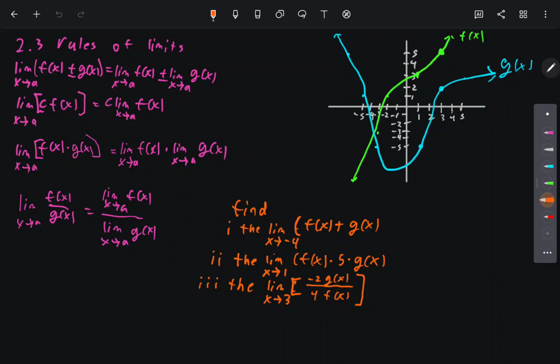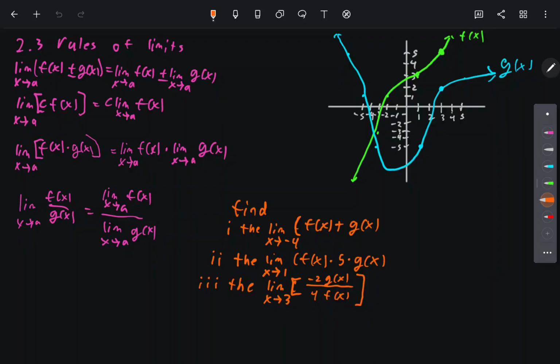We are now on to topic 2.3, rules of limits. So the first rule of limits that I just want to go over is the limit as x approaches a of f of x plus or minus g of x is equal to the limit as x approaches a of f of x plus or minus the limit as x approaches a of g of x. And you'll see that I have some practice problems written out where we're going to work through a lot of these.